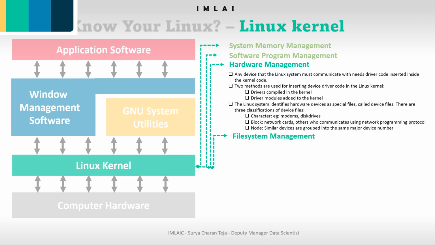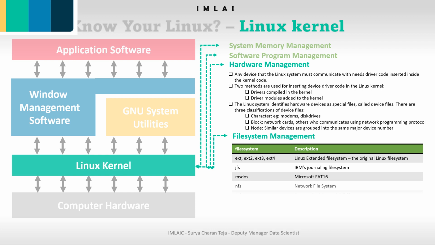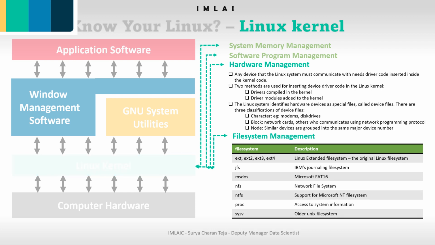And the last function of the Linux kernel is file system management. Unlike some other operating systems, the Linux kernel can support different types of file systems to read and write data to and from hard drives. Besides having over a dozen file systems of its own, Linux can read and write to and from the file systems used by other operating systems such as Microsoft Windows.